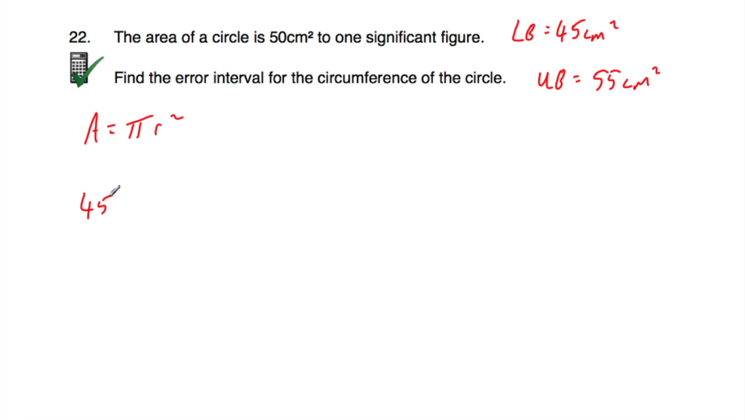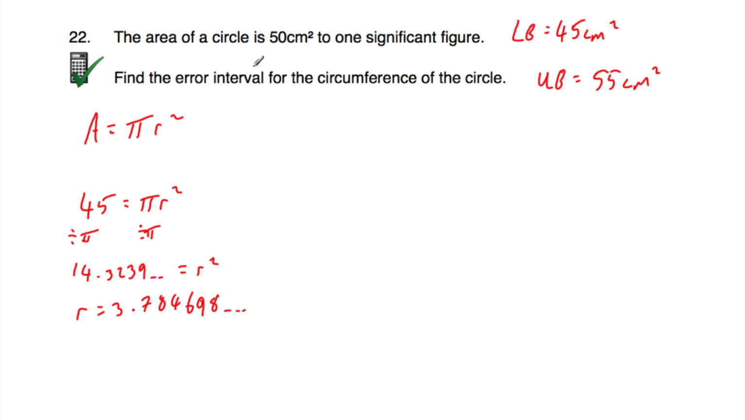We're going to have 45 is equal to pi r squared, then divide both sides by pi, which gives us the radius squared is equal to 14.3239 and so on. And we want to find the radius, so let's square root that. So if we use the lower bound for the area of the circle, the radius would be 3.784698 and so on. Now we want to find the circumference of the circle. So remember, circumference equals pi times diameter. If we double this radius, we'll get the diameter, and then we multiply by pi, and that will give us the lower bound for the circumference of the circle. So let's do that.